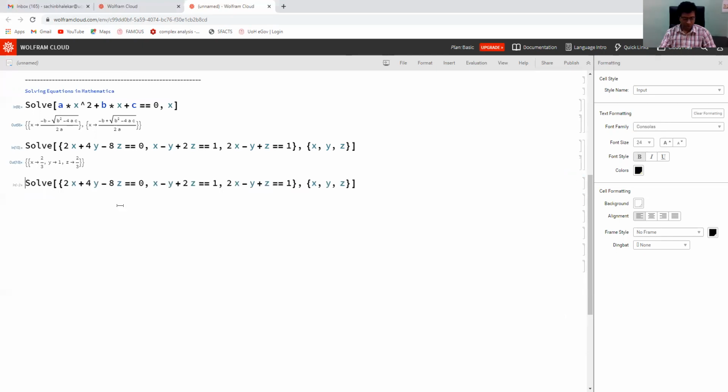So instead of solve, we use nsolve. Nsolve will provide numerical solution. Okay, so 2 by 3 is approximately 0.666. Okay, y is 1, z is 2 by 3. Okay, again, this is a numerical solution.